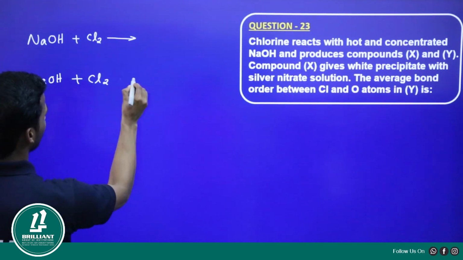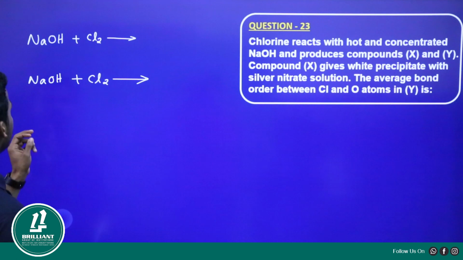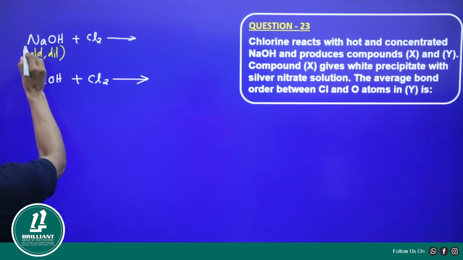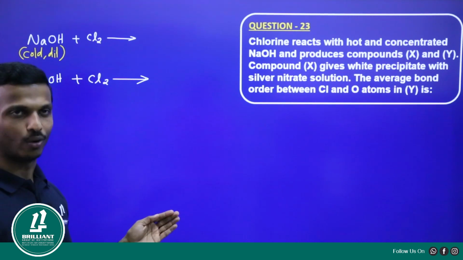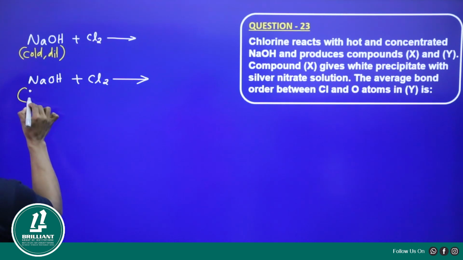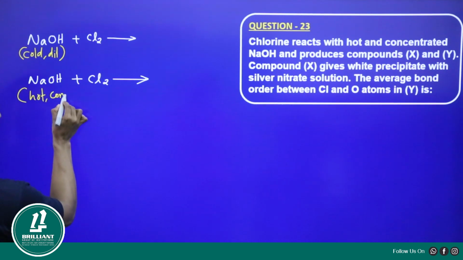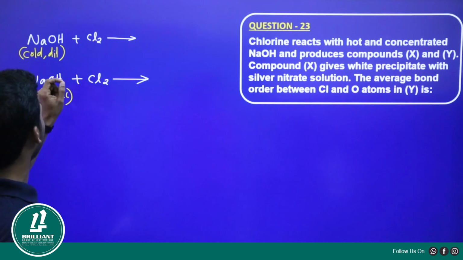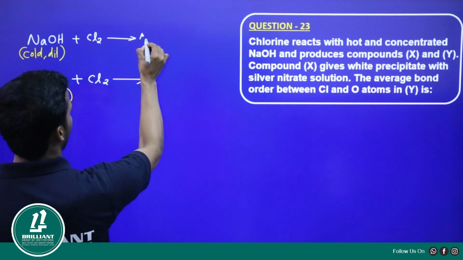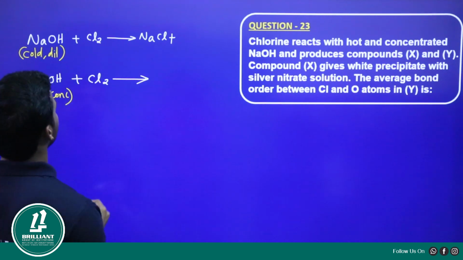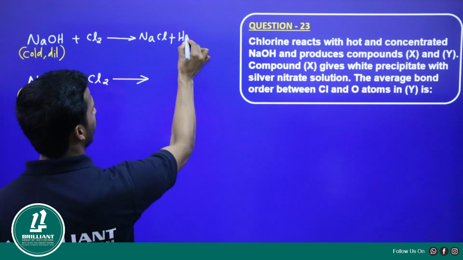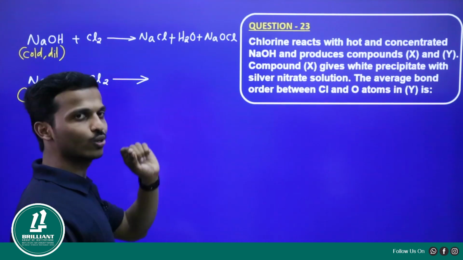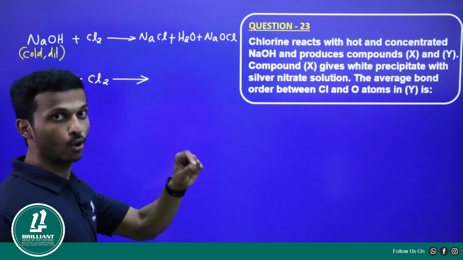NaOH plus Cl2. In the first case, we are considering cold and dilute NaOH, right? And in the second case, we are taking hot and concentrated NaOH. That is our question. When you treat NaOH with Cl2, cold dilute, you will get the compound NaCl, right? NaCl with water along with NaOCl. What is NaOCl? Sodium hypochlorite.